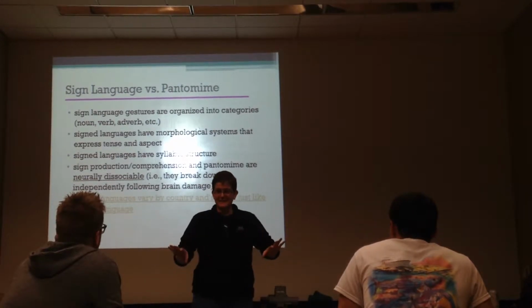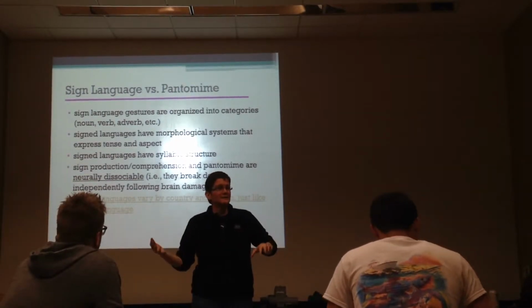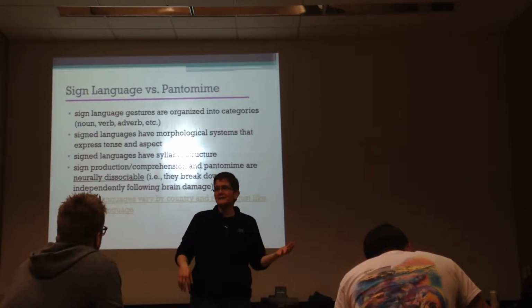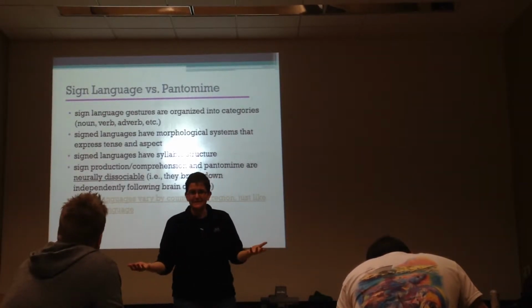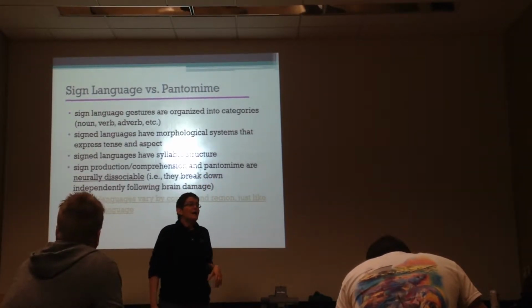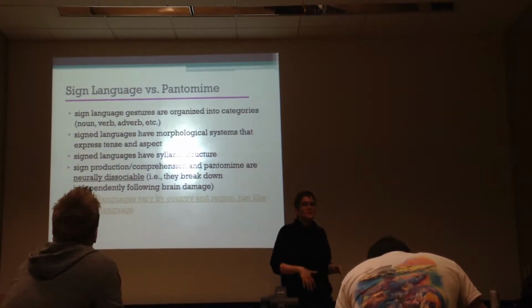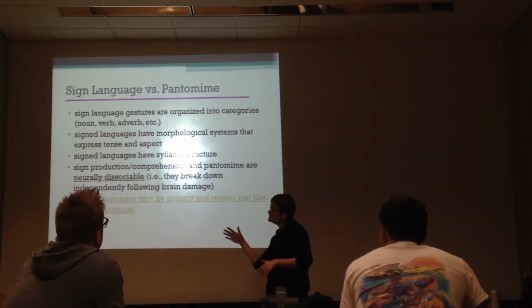They're different languages. Even though British English and American English are related, American Sign Language and British Sign Language are not related. They're separate languages. And sign language, just like spoken language, has regional variation.